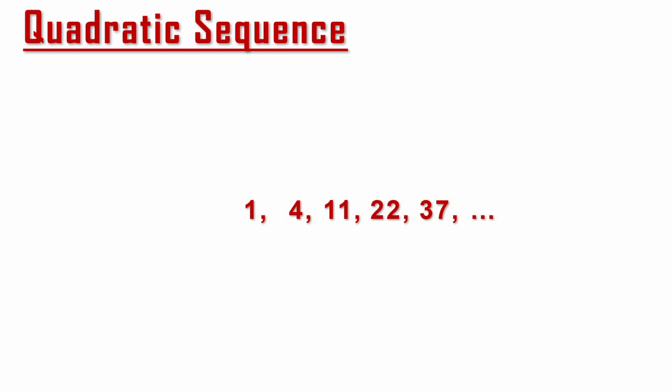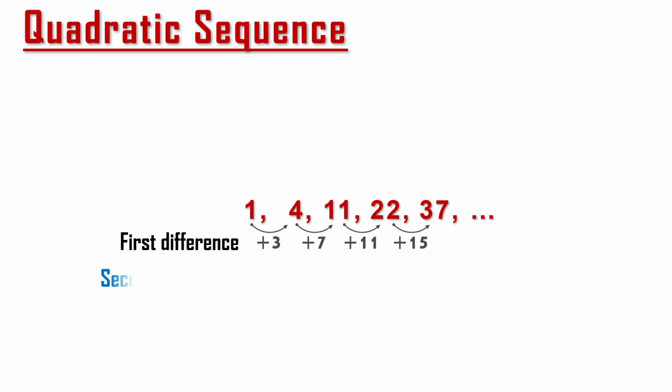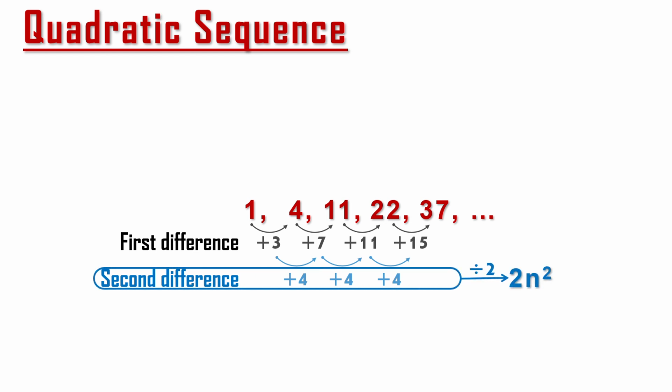Finally, let's try a more challenging one: 1, 4, 11, 22, 37. The first difference is 3, 7, 11, 15. And the second difference is 4. Dividing by 2 gives us 2, so we start with 2n squared. Now we compare the sequence with 2n squared.